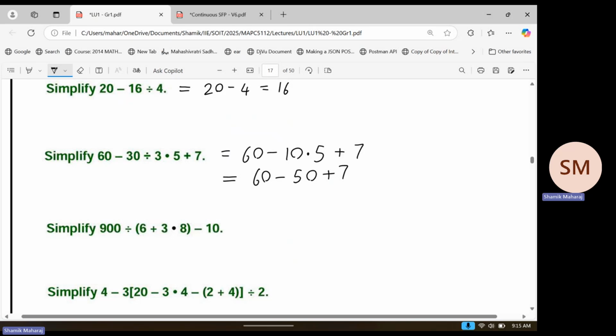Now for the addition and subtraction, the same principle applies. Left to right, whatever we meet first, we do first. The 60 minus 50 is the first thing we meet. We do that first, so that gives us 10 plus 7. Now that's the only thing left, so that's just 17.